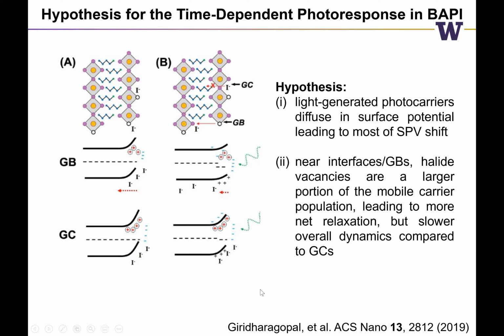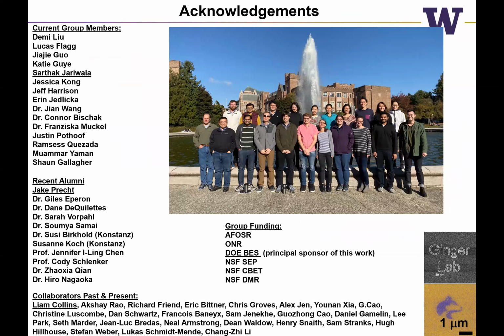What this does imply is that for BAPI materials, or these layered materials in general, you want to try and optimize the grain boundaries in terms of reducing the amount of non-radiative recombination, or at least reducing the amount of traps and or the amount of deleterious ion motion that might occur.